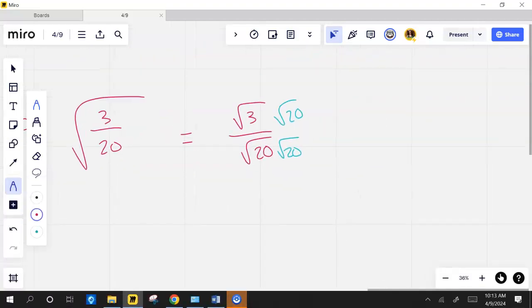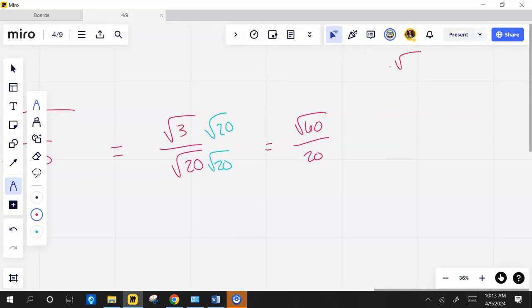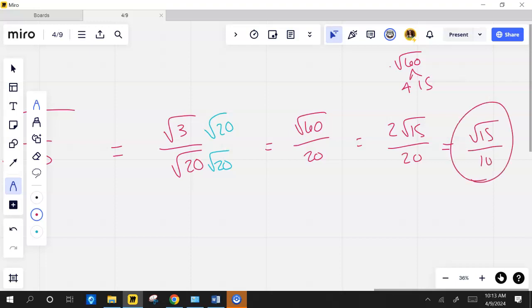What happens is I end up with the square root of 60 over 20. And now I can break 60 down. What and what? I got you. 4 and 15. So I get 2 root 15 over 20, which becomes what? 2 divided by 20 is 1 over 10. That's right. So root 15 over 10. Ooh, we're going to have to practice with these. I can do that. Yeah.